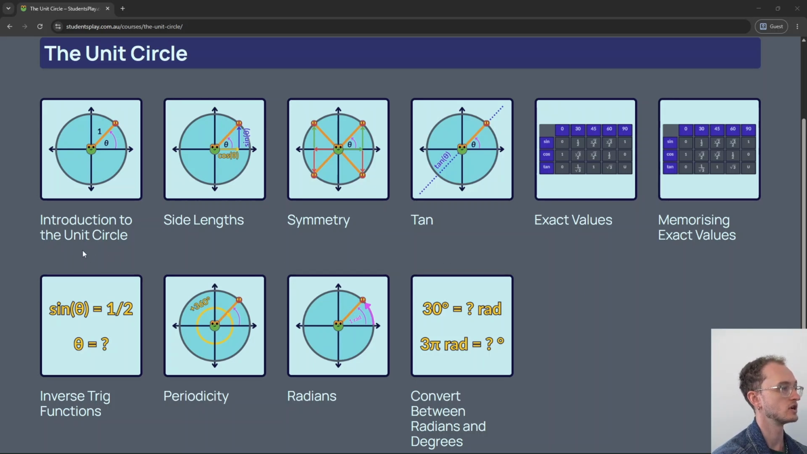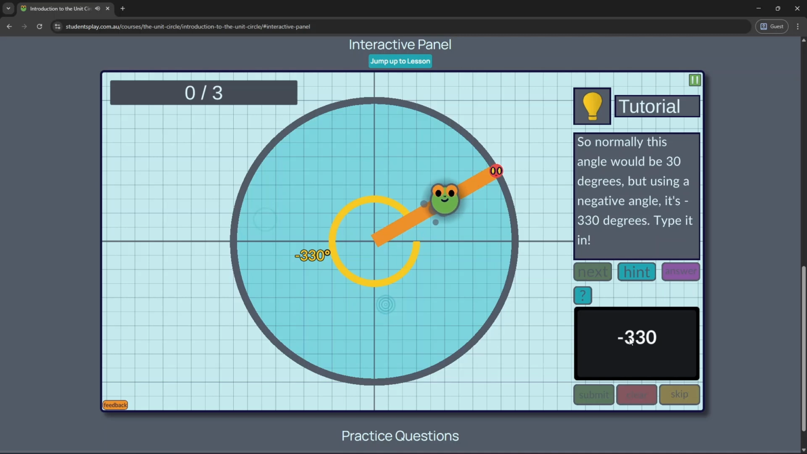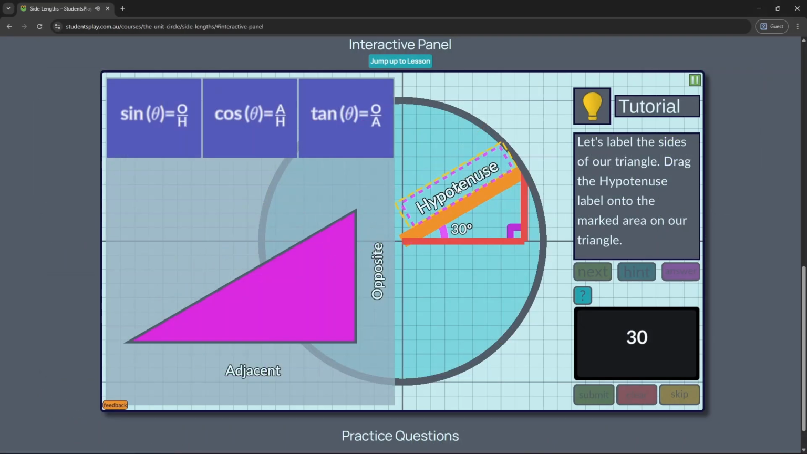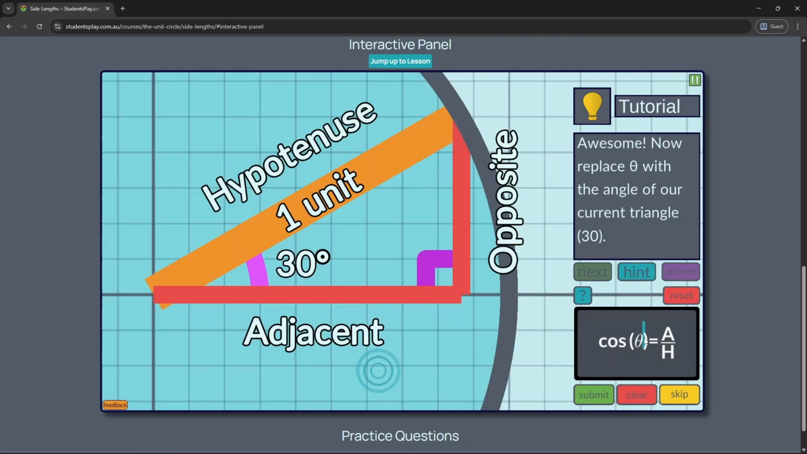So the first one's introduction to the unit circle. In this one, we're basically just getting students used to how the angles actually work, like they're measured from the x-axis and they go positive and negative, and giving them some practice with that. The next one is introducing how you actually calculate the side lengths, so using cos theta and sine theta. It also explains why we can use cos theta and sine theta, so it relates it back to SOHCAHTOA.